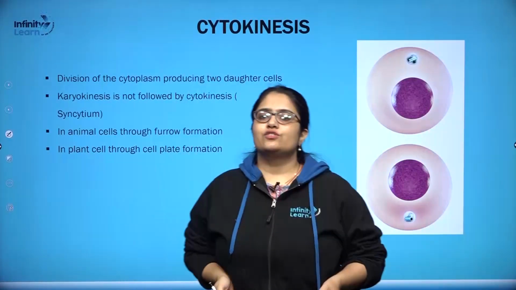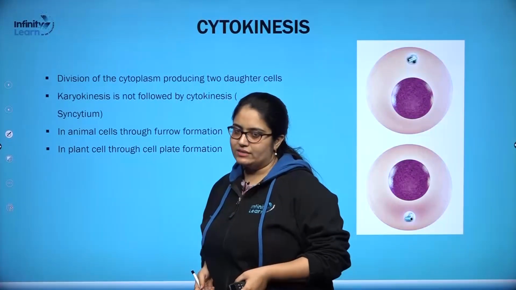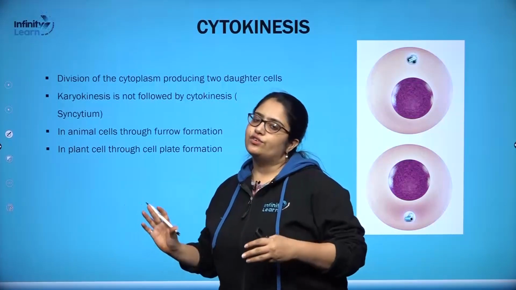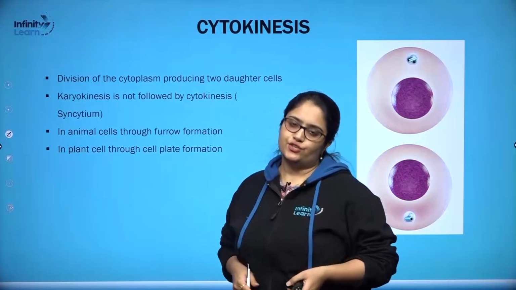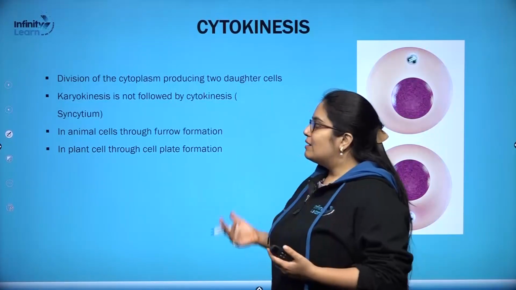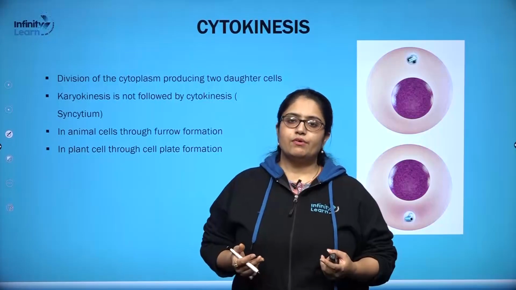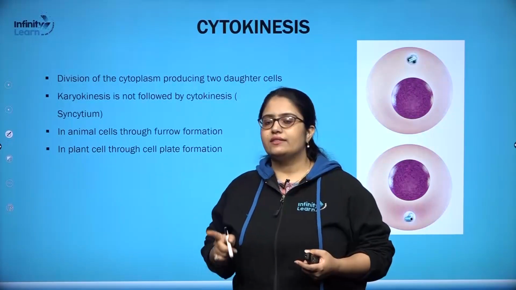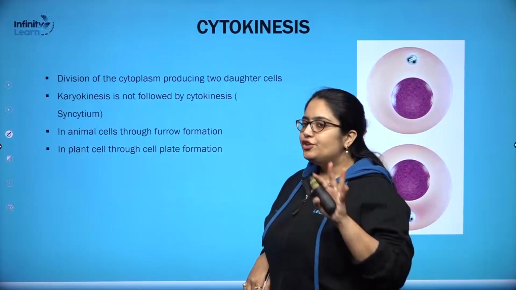Next and the last stage of M phase is the cytokinesis. So during cytokinesis, cytoplasm will split. Each daughter nucleus will be surrounded by its own cytoplasm, right? So in mitosis type of division, two daughter cells will be produced at the end of cytokinesis.